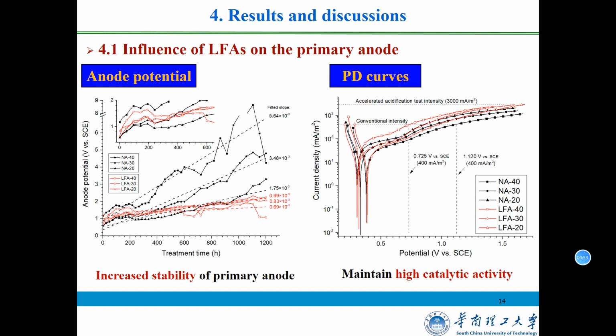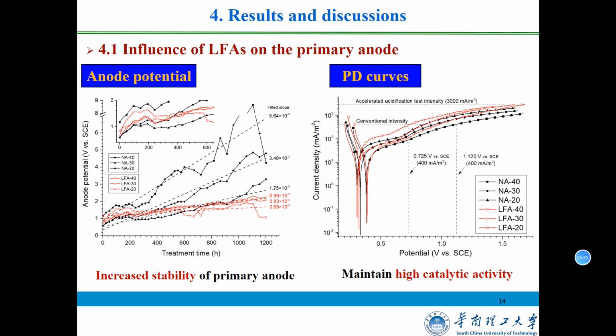When ordinary aggregates were used, the potential of the primary anode increased with time, and the specimen with higher aggregate content presented higher anode potential. For specimen LFA, the anode potential also gradually increased. However, it presented significantly lower anode potential compared to the reference specimen. The lower anode potential of specimen LFA indicated that functional aggregates maintained the high catalytic activity of the primary anode during the acidification damage.